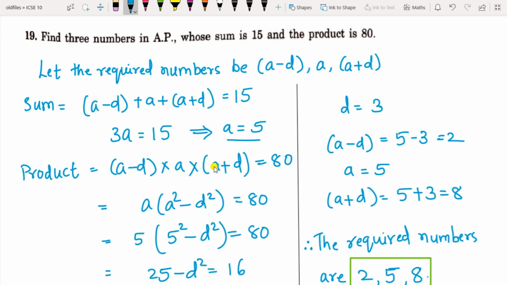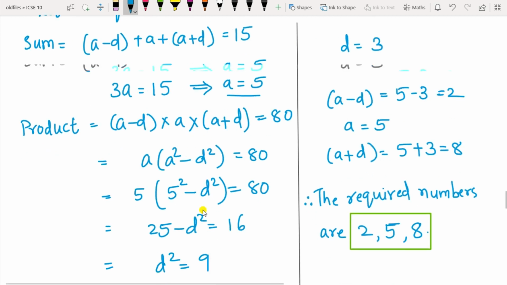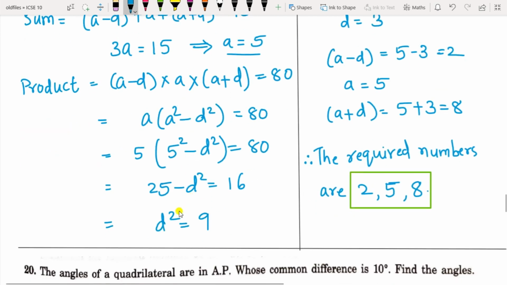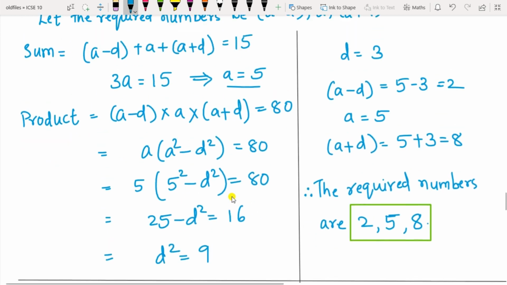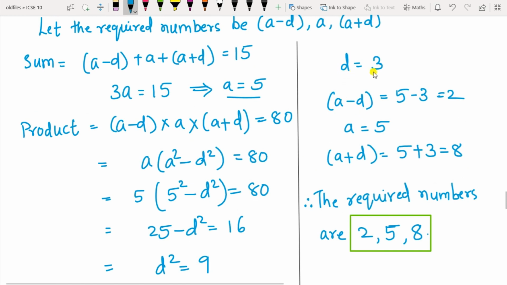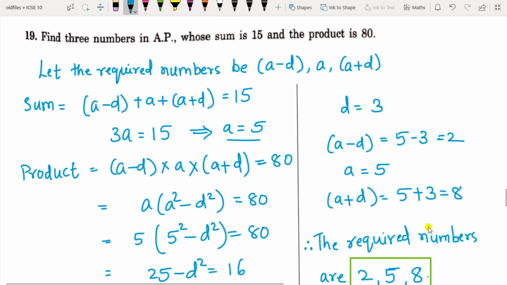So use the (a plus d)(a minus d) formula, and substitute the value of a. In this case you get d square as 9, therefore d equal to 3. Now you can find the three numbers. Here a minus d will be 5 minus 3, that is 2, a is 5, and a plus d is 5 plus 3, that is 8. So the required numbers are 2, 5 and 8, whose sum is 15 and the product is 80.